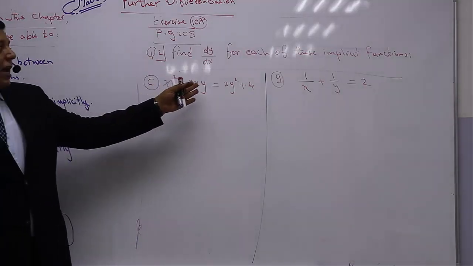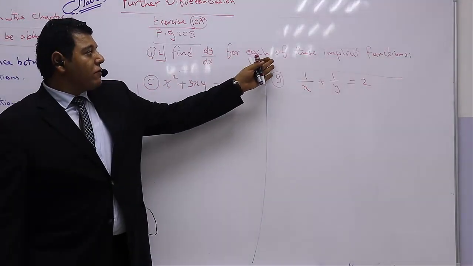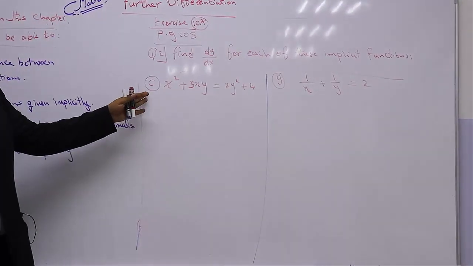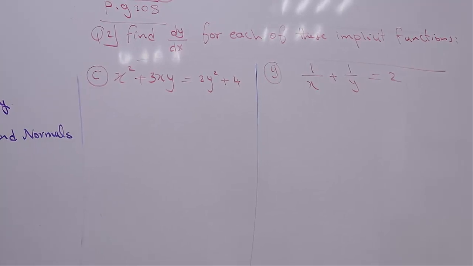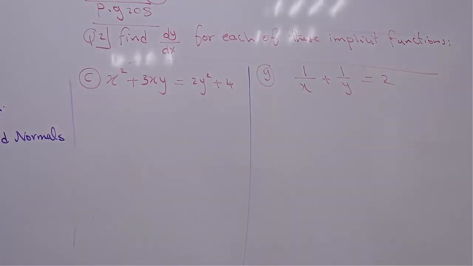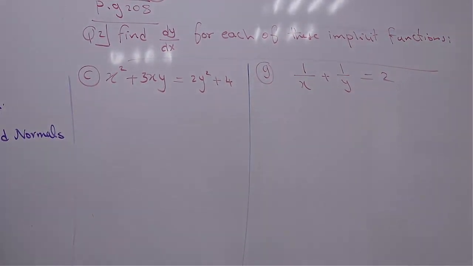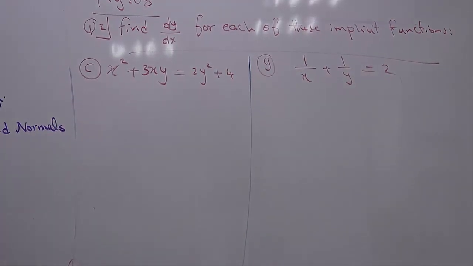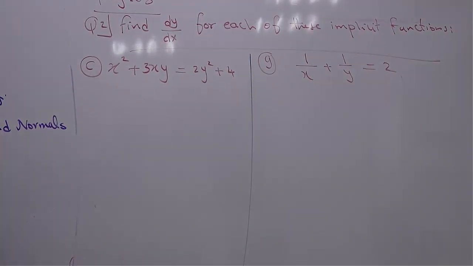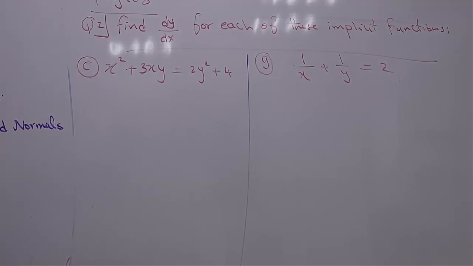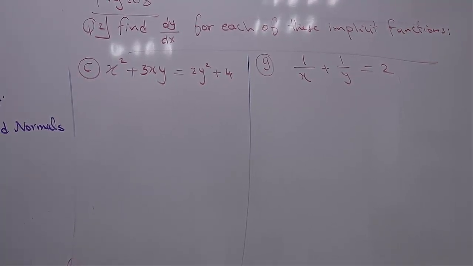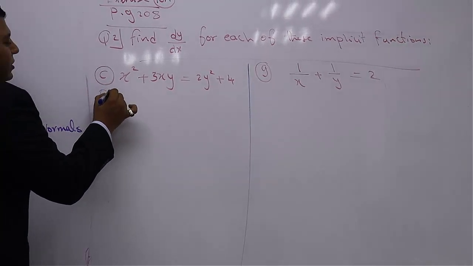Find dy over dx for each of these implicit functions. I choose here two letters from question 2. And the letter C: x squared plus 3xy equals 2y squared plus 4. As you know, to find the derivative of an implicit function, we just need to differentiate both sides with respect to x. So the first step here, differentiate both sides with respect to x.